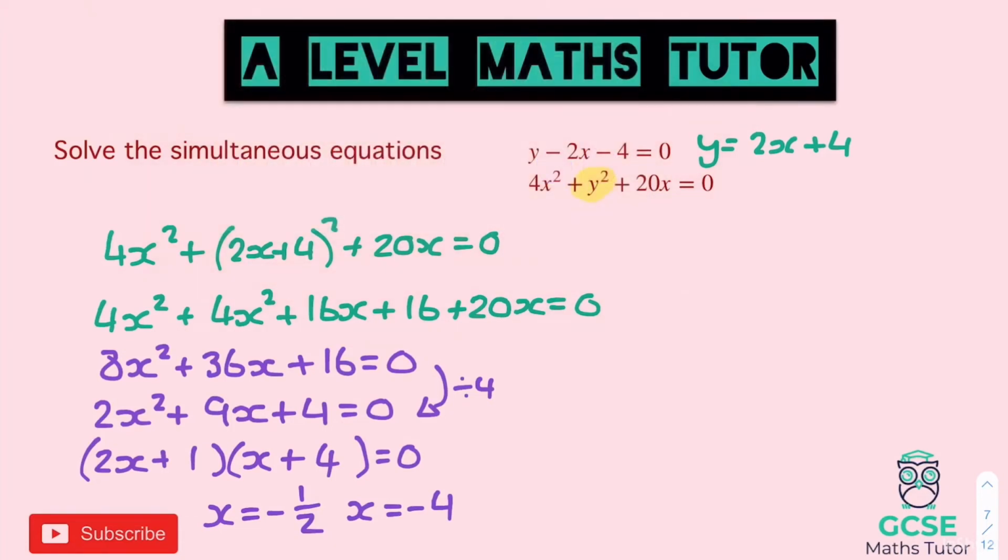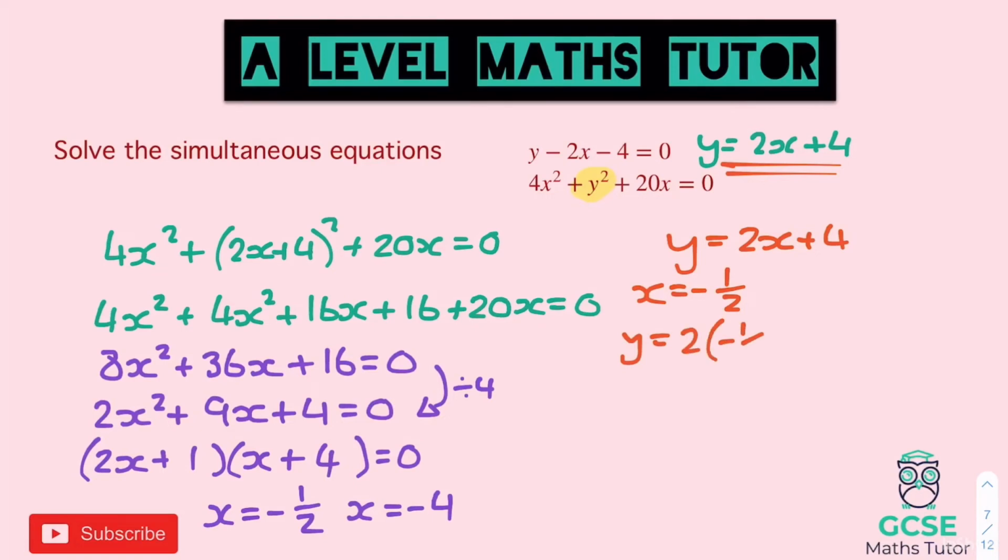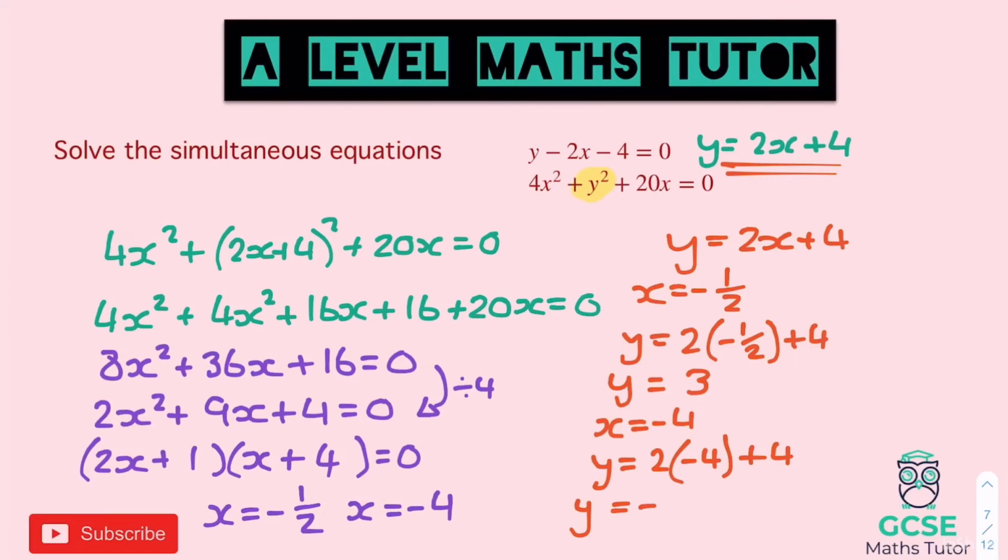And then if we go about substituting that back in again, y is equal to 2x plus 4. So if we write that out again, y equals 2x plus 4, and sub these values in. So when x equals negative a half, y equals 2 lots of negative a half plus 4. 2 lots of negative a half is negative 1, add 4 is 3. So there we go, we get 3. And for the other one, when x equals negative 4, y is going to equal 2 lots of negative 4, add 4. 2 lots of negative 4 is negative 8, add the 4 is negative 4, so y equals negative 4.